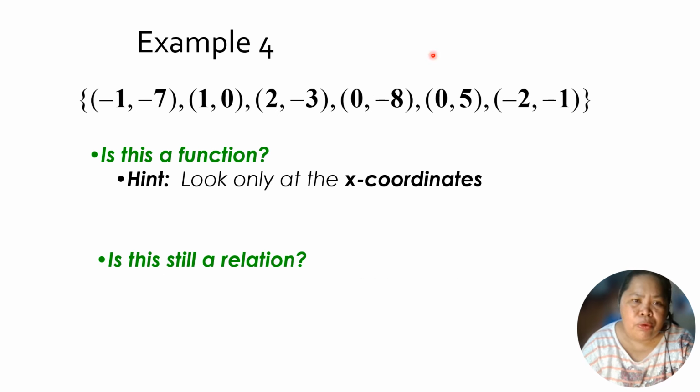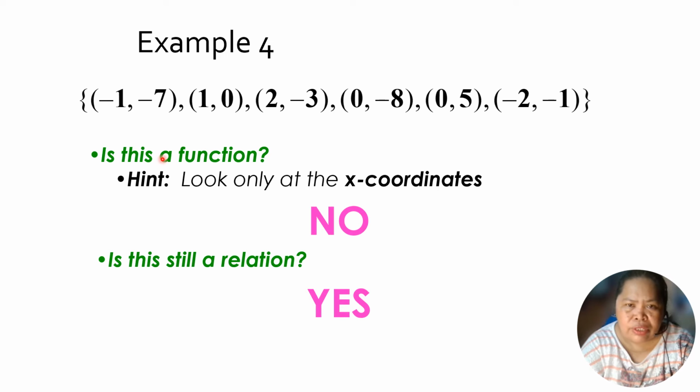Okay, so example number 4. Is this a function? Looking at these ordered pairs, look at the x-coordinates. For the x-coordinates, we have negative 1, 1, 2, 0, 0, negative 2. As you can see here, we have two zeros repeated. Now, is this a function? No. Is this a relation? Of course, yes. But it's not a function because two of the x coordinates are being repeated. Okay? It's okay for y to be repeated, but not for x.